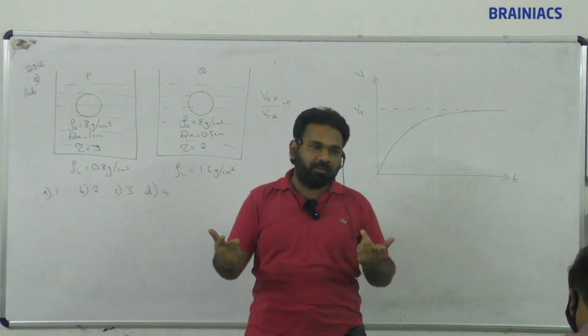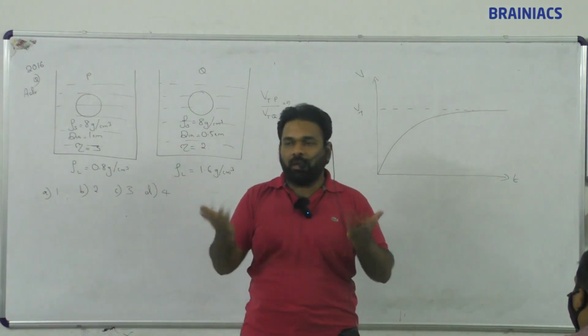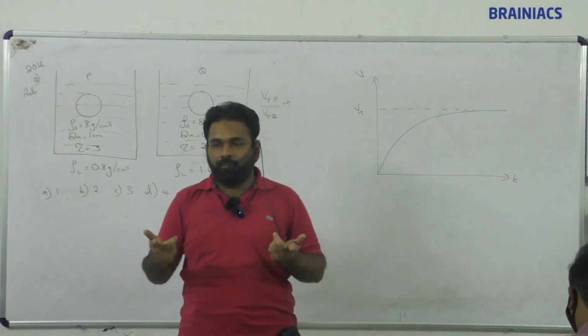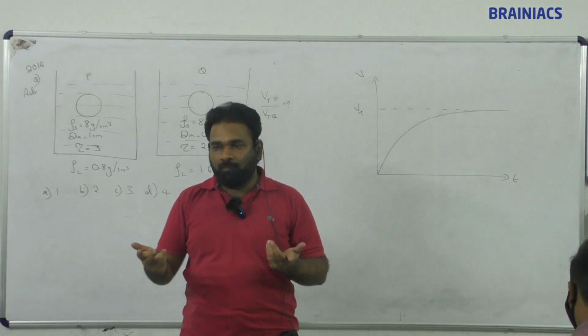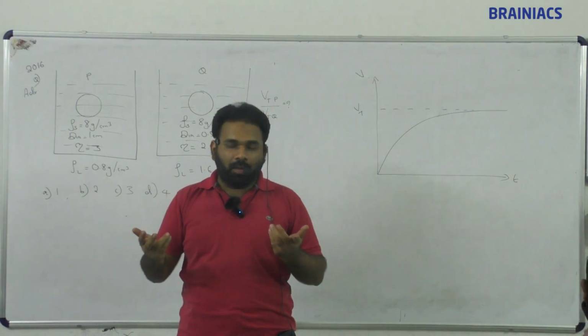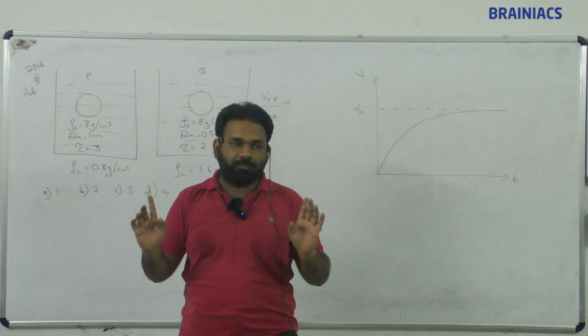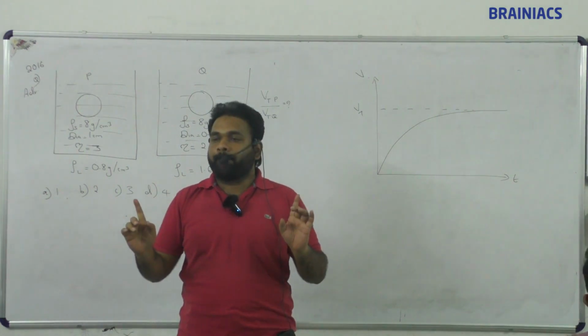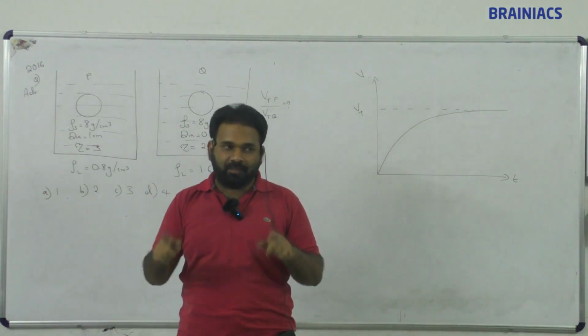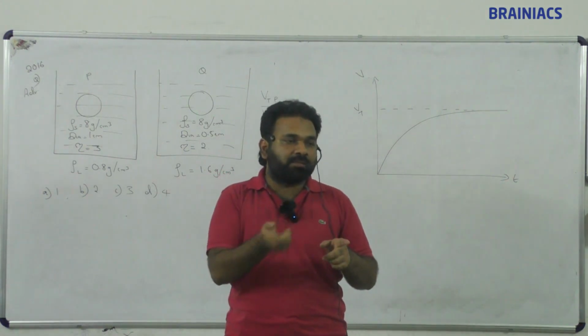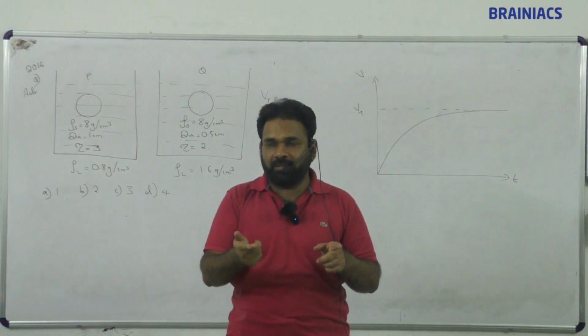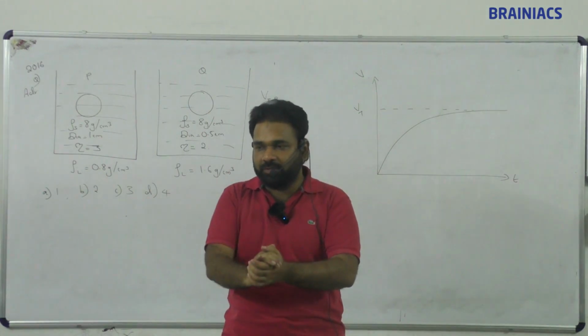Buoyancy, Archimedes principle. So buoyancy is what? Upthrust. What is that formula? What is upthrust? It is V rho L g. This is what is upthrust. This upthrust is nothing but the weight of the volume of the liquid displaced. That is what is Archimedes principle.